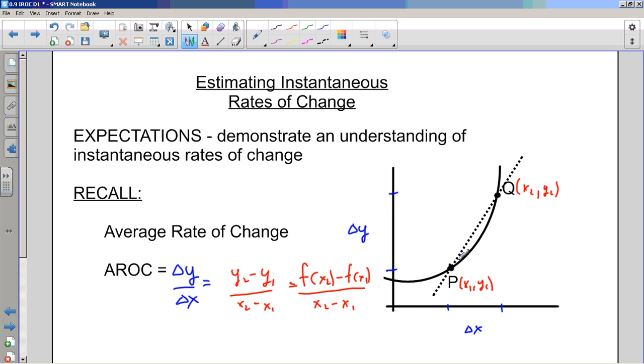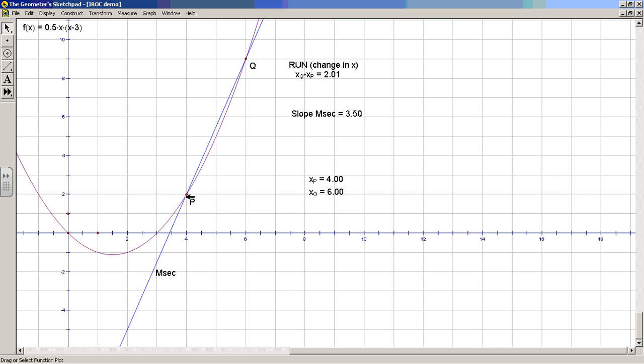Where we got stuck was we didn't want the rate of change over an interval, but at a moment in time. So at one point, say, what's the instantaneous rate of change at point Q? Well, you can guess, and I've got a demonstration of this in Geometry Sketchpad. To find the instantaneous rate of change, I need to take this point P and drag it closer, so I need the run to get smaller and smaller, so small that it is in one instant.